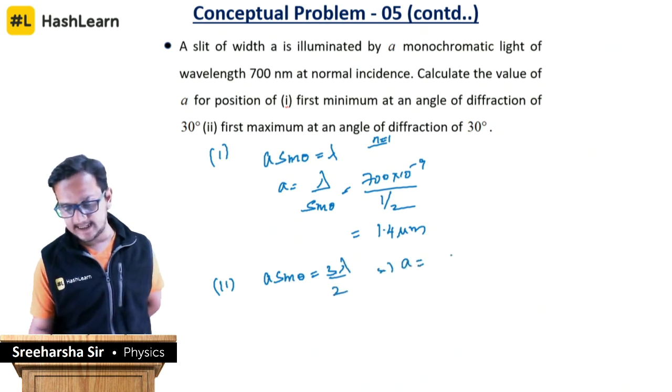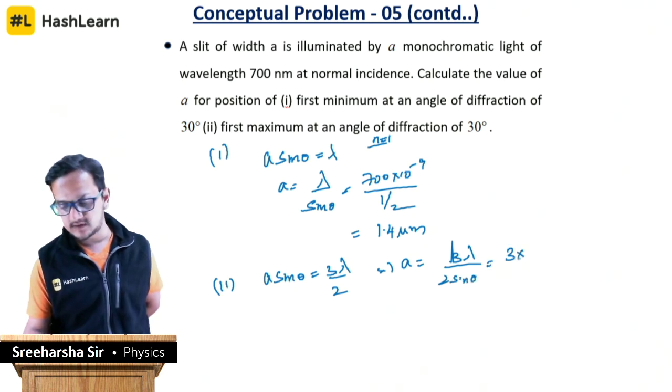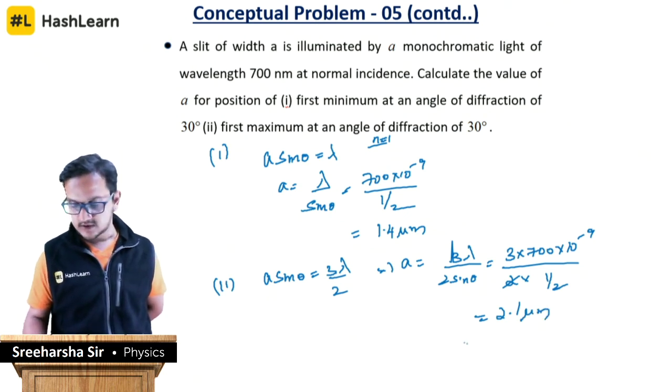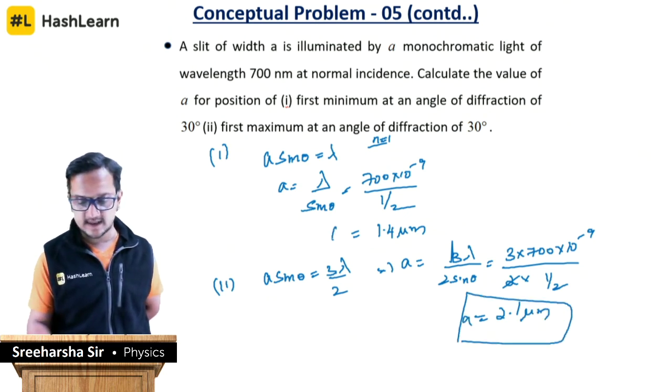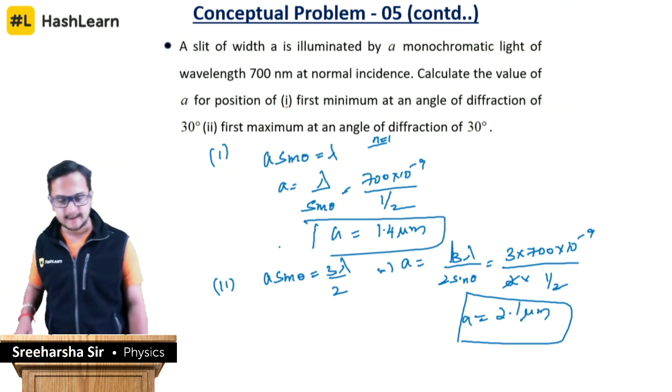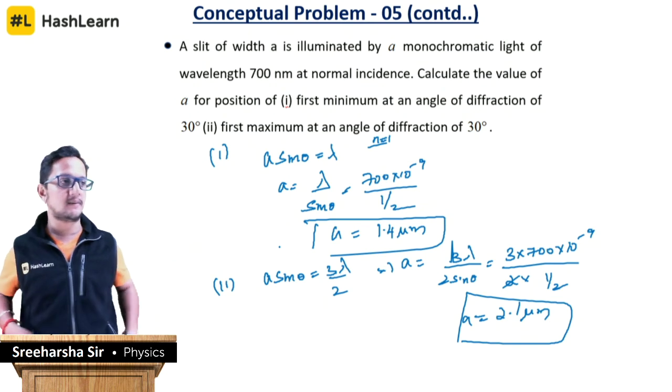The second condition is a sin theta is equal to 3 lambda by 2, or from this you will have a equals 3 lambda by 2 sin theta, which is equal to 3 into 700 into 10 power minus 9 divided by 2 into half, which gets cancelled, so 2.1 micrometers. So the correct answer is 2.1 for the second one and 1.4 for the first one. So that was the previous problem, students, numerical problem 5.